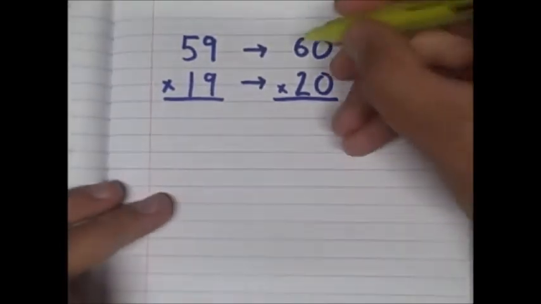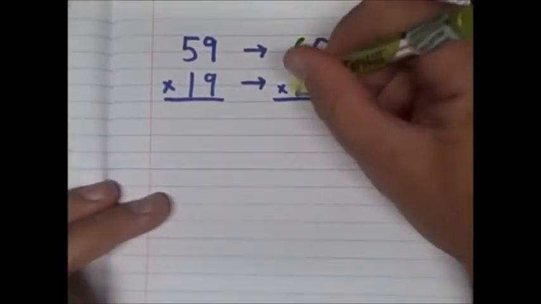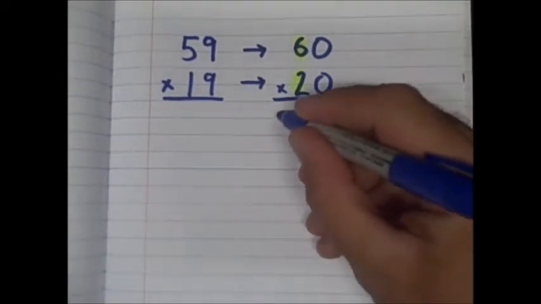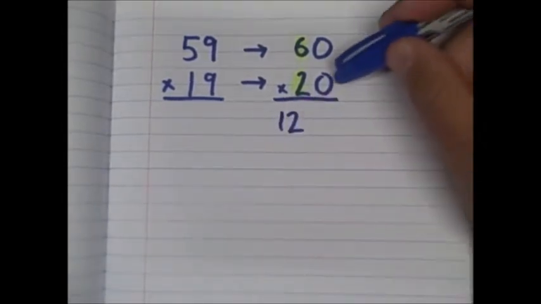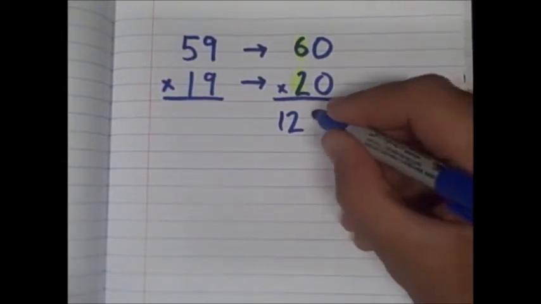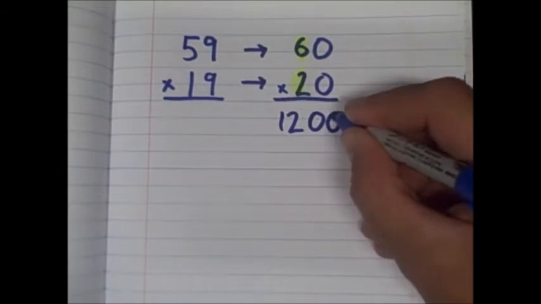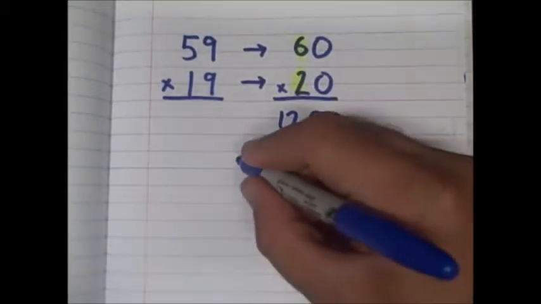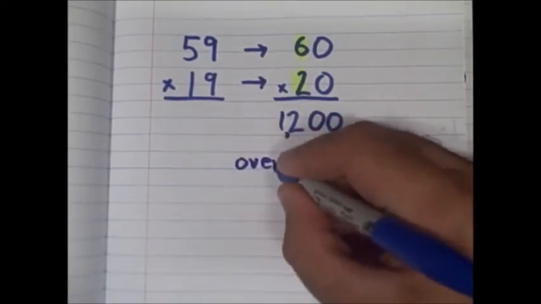Taking last night's skill, our basic fact is 6 times 2 equals 12. And we have 2 zeros in both factors combined, so our product will also have 2 zeros. So the estimated product of 59 and 19 would be 1,200. And this is what we call an overestimate.